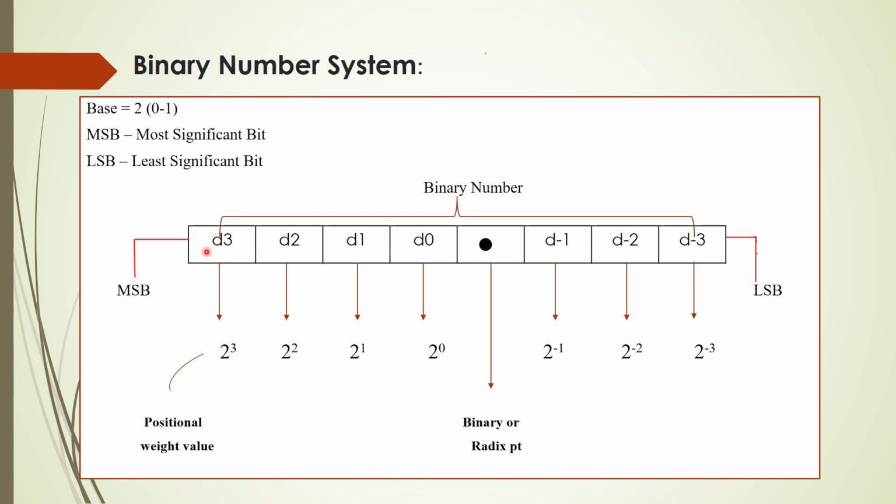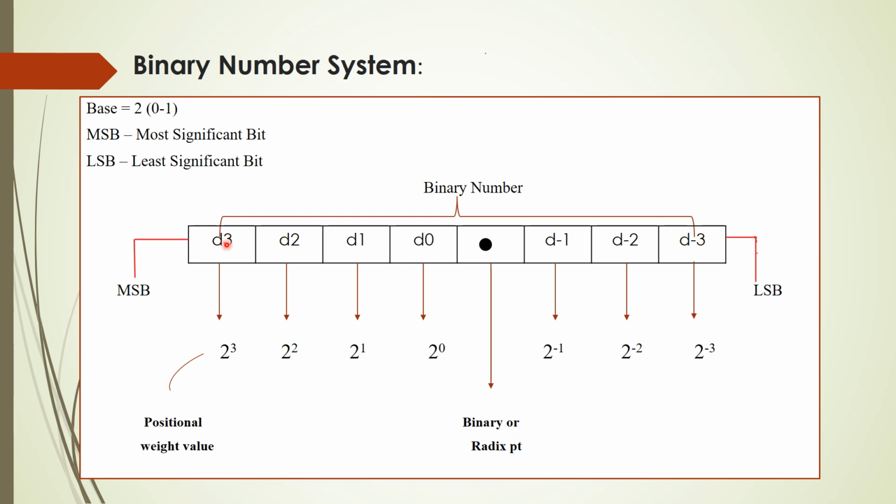In the binary number system, the greatest positional value is called MSB. The lowest positional value is called LSB. MSB means most significant bit. LSB means least significant bit. This point is indicating the binary point or the radix point.